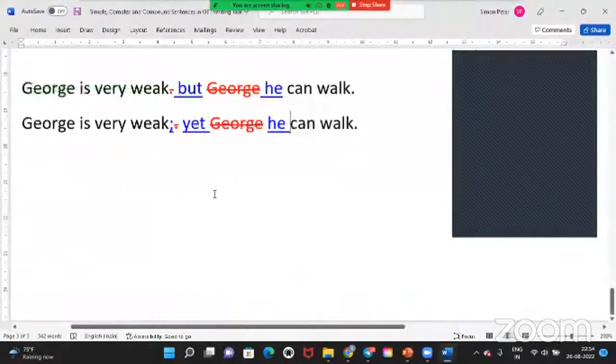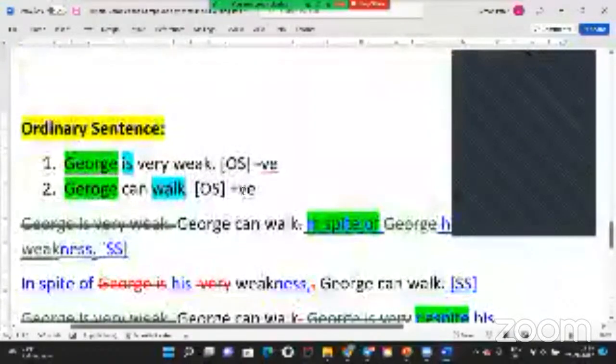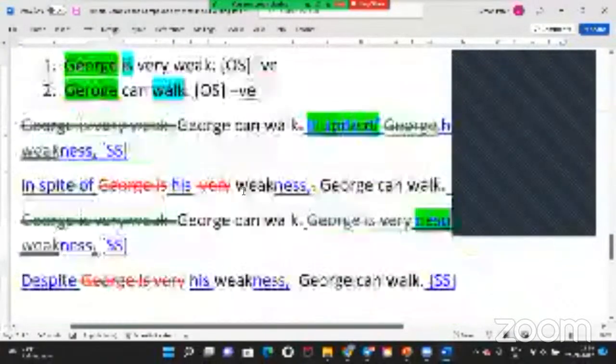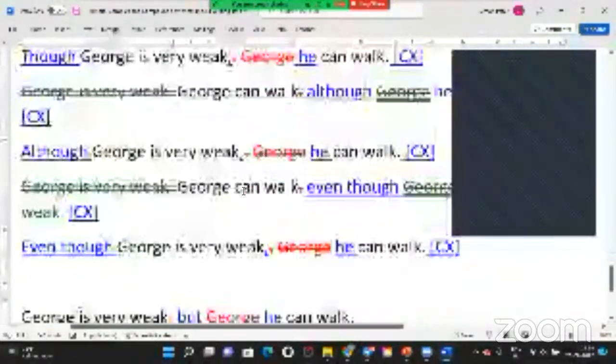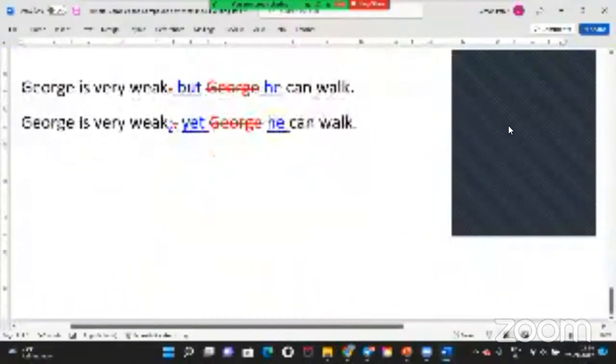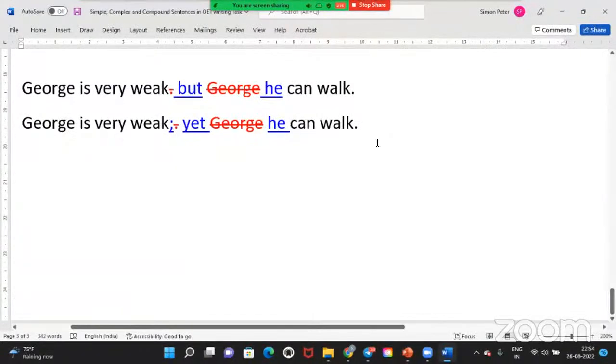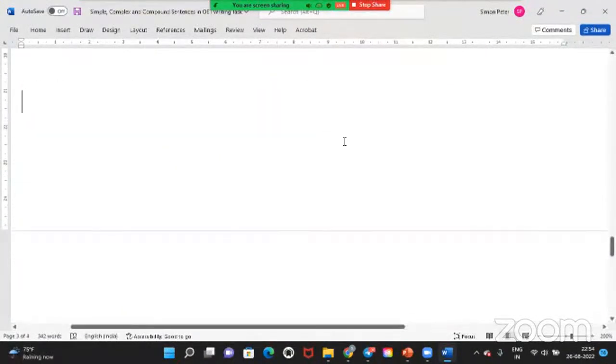Okay. Now what I will do is I'll give you an example. Then you have to write with despite. In spite, you have to write with despite. You have to write with though. You have to write with although. You have to write with even though. You have to write with but. You have to write with yet. Okay. So I will give you an example now. One last example, while you are giving your comments, I'll give you one last example.